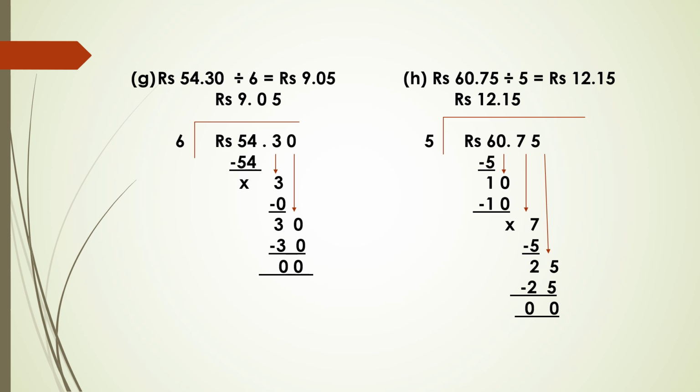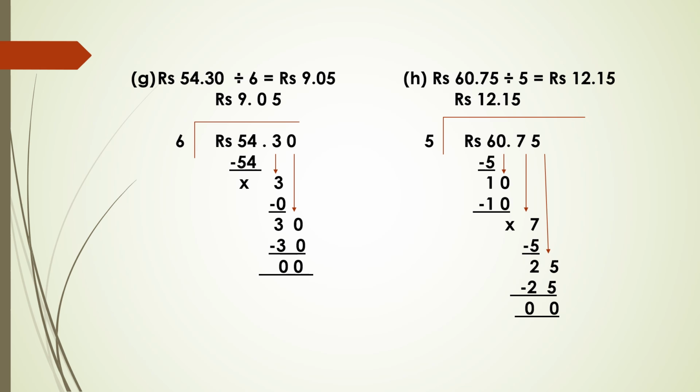Now again say the table of 5. 5 ones are 5. 5 twos are 10. Now 10 is greater than 7. So it will not go. So you will take 1 time. 5 ones are 5. Write 1 on the quotient part and 5 downwards. Now 7 minus 5 is 2.